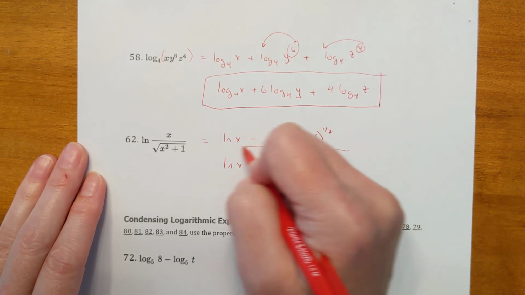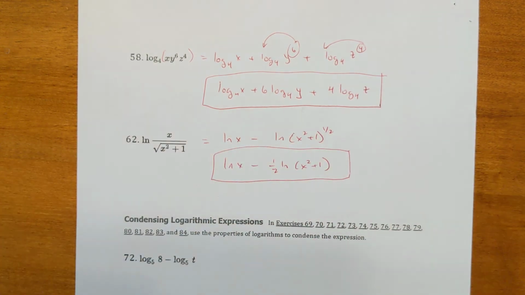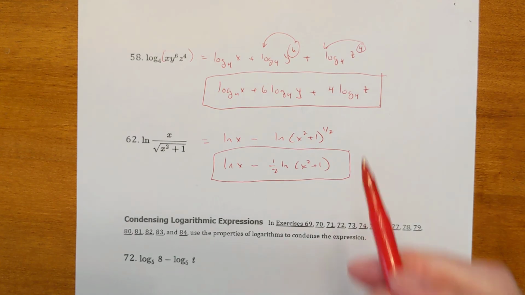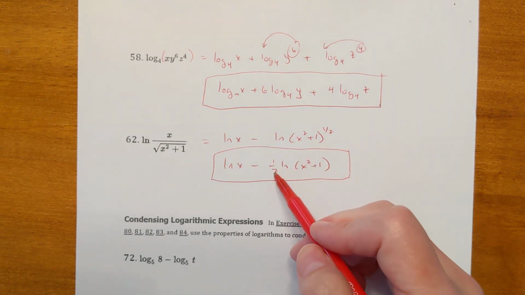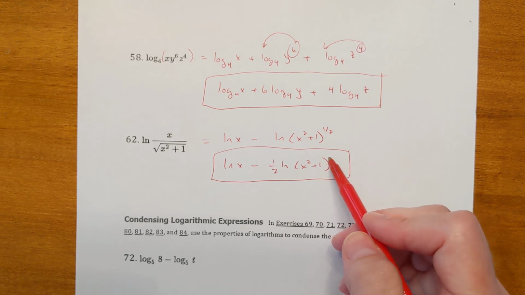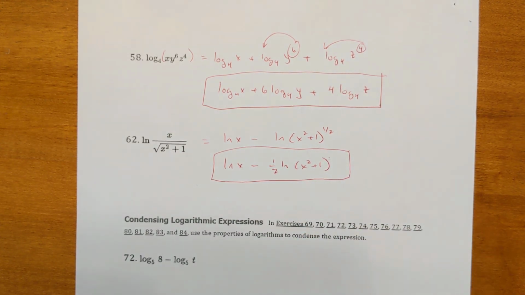And that's all you can do on it. There's nothing else you can do to it, because some of the kids were trying to pull the 2 out and multiply by it. No, because the whole thing isn't to the second power. If all of it was to the second power, then you could multiply by it. But that doesn't work.